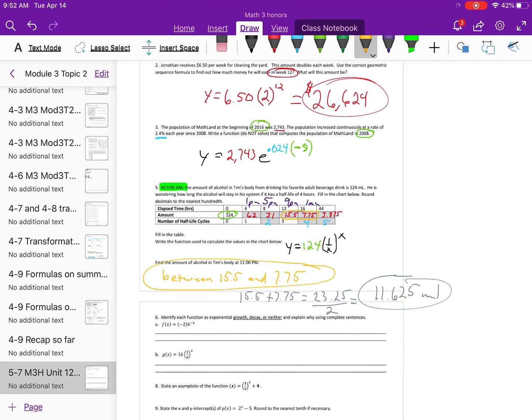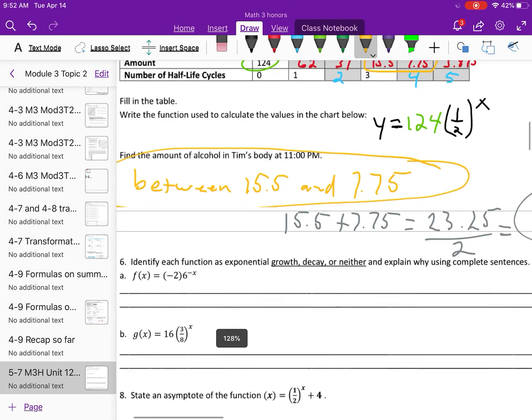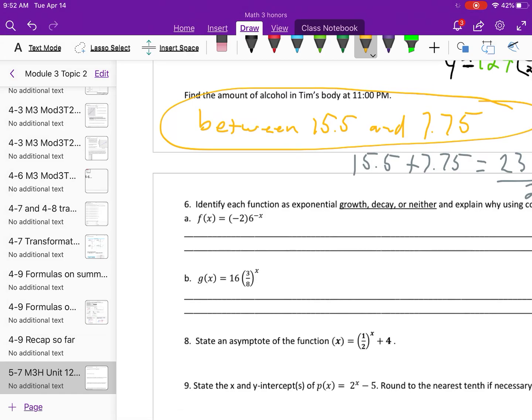The last thing we can talk about, before I end the video, is number 6. Number 6 is just asking whether it is a growth, decay, or neither. So let's talk about this first one. We didn't talk about this at great length, but if there is a negative here and here, so if there's a negative in both, this is actually neither. This isn't a major thing on the test, that's why I didn't focus on it too much, but that would be neither.